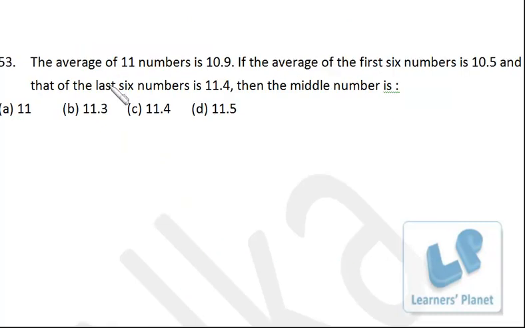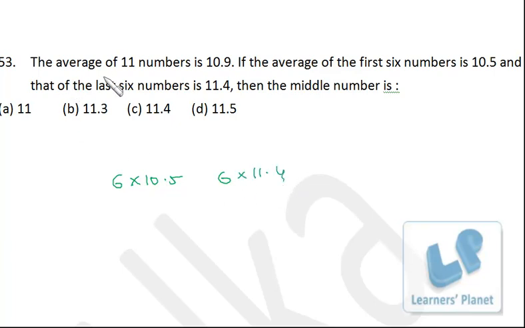Now the average of 11 numbers is 10.9. If the average of the first 6 numbers is 10.5 and of the last 6 numbers is 11.4, then the middle number is? Now the average of 11 numbers is 10.9. The average of the first 6 numbers is 10.5. So precisely what is happening? The total of the first 6 numbers is 6 into 10.5, right? And the total of the last 6 numbers is 6 into 11.4.